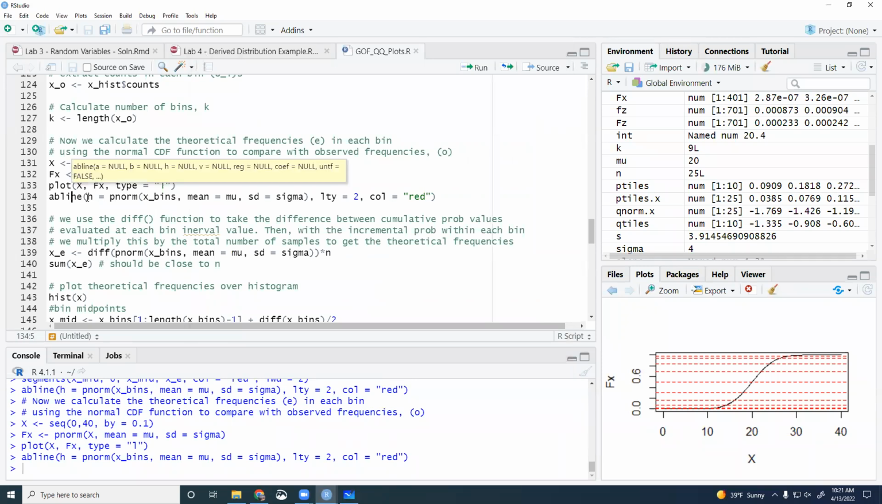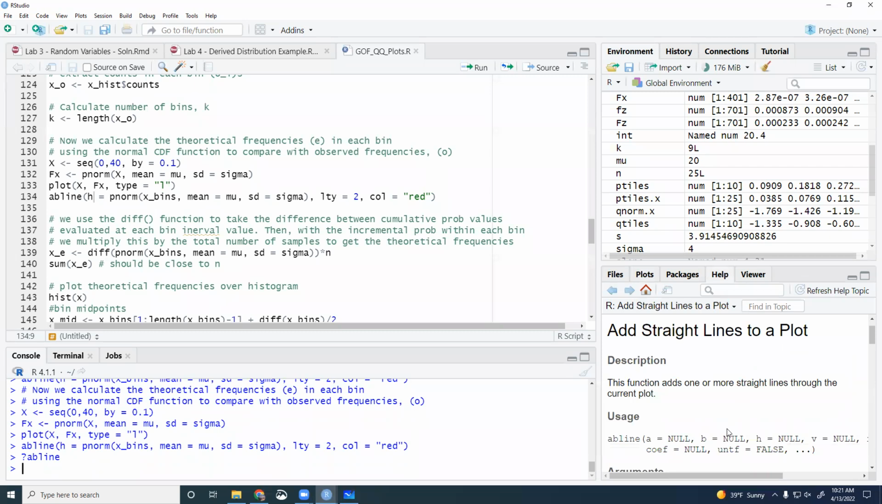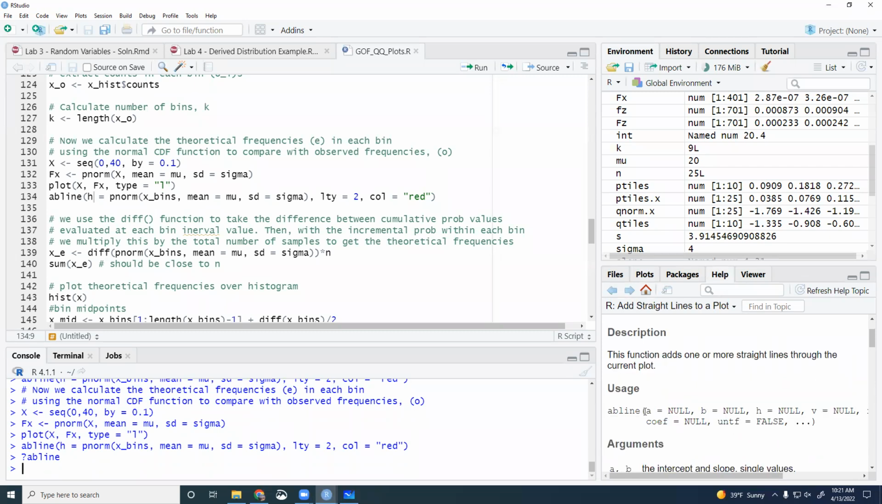So abline, yeah, plotting stuff. Abline, we'll just do question mark abline. You've got a lot of options with abline. You can do a and b, which is slope and intercept, and draw just a line, like a regression line. Or you can do h, and this is a horizontal line, and you just give it the h values. Or v, and that's going to just do vertical lines. So you give it x values, and it plots a vertical line at the x values. So I just did h, and I gave it y values, which were the frequencies, or cumulative probabilities.